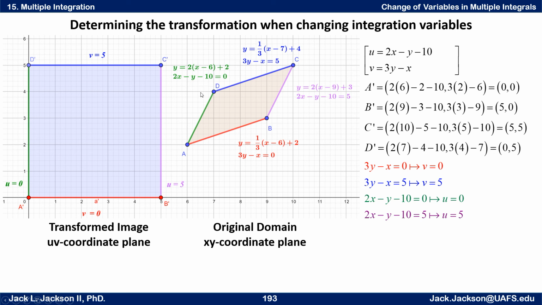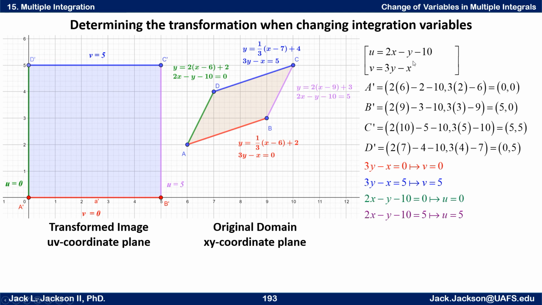Okay, let's just double check that we did that formula right. Plug in 6 and 2, it should work. 2 times 6 is 12, minus 2, minus 10 is 0. And then 7, 4: 2 times 7 is 14, minus 4 is 10, minus 10 is 0. So that works as well. So that's the correct formula.